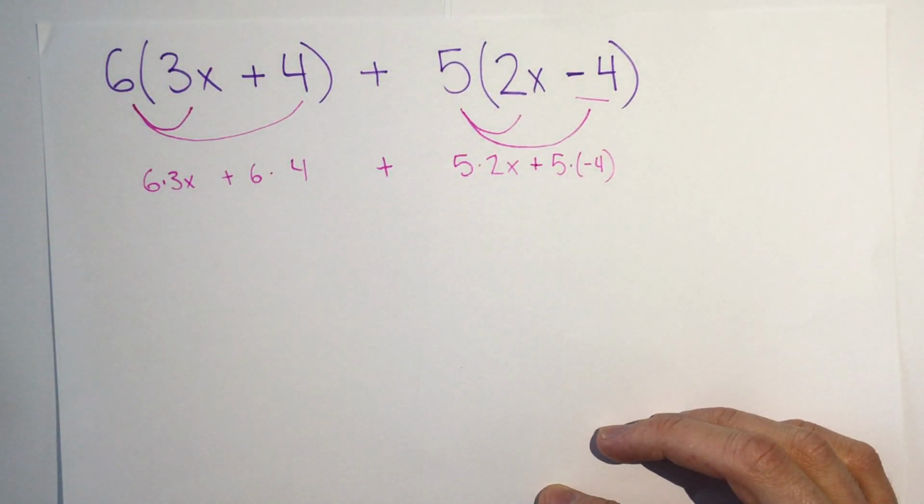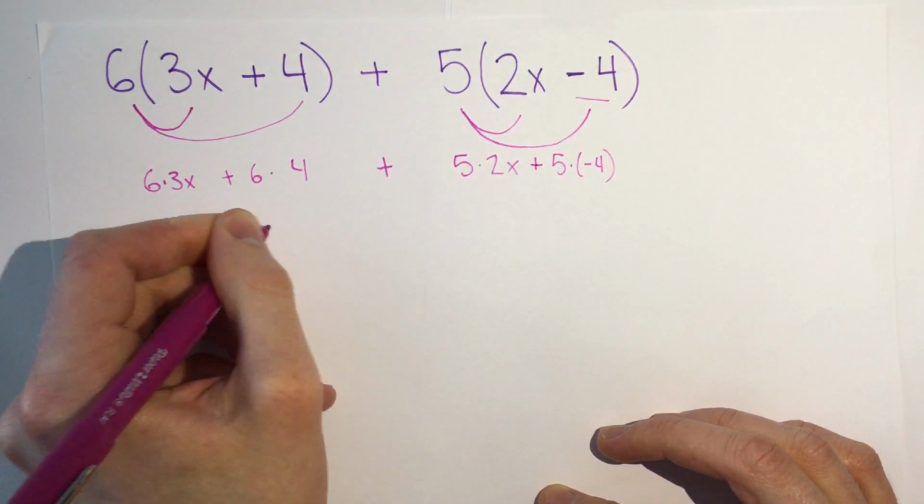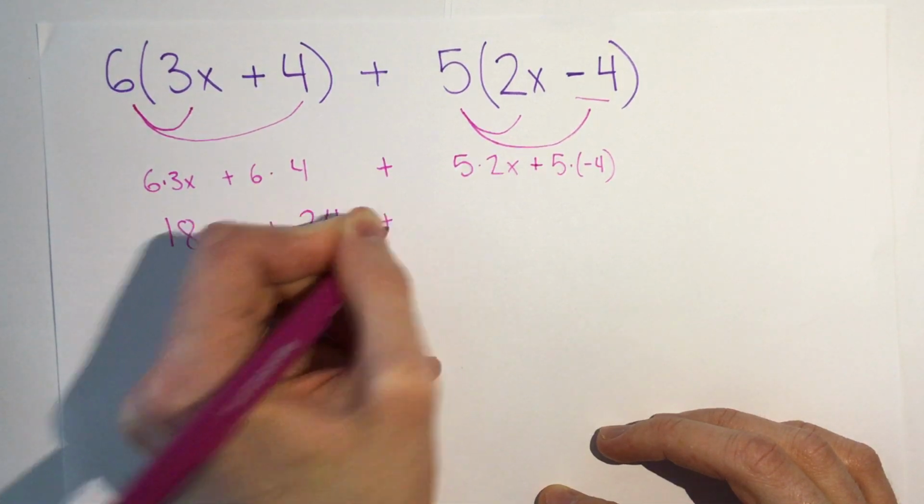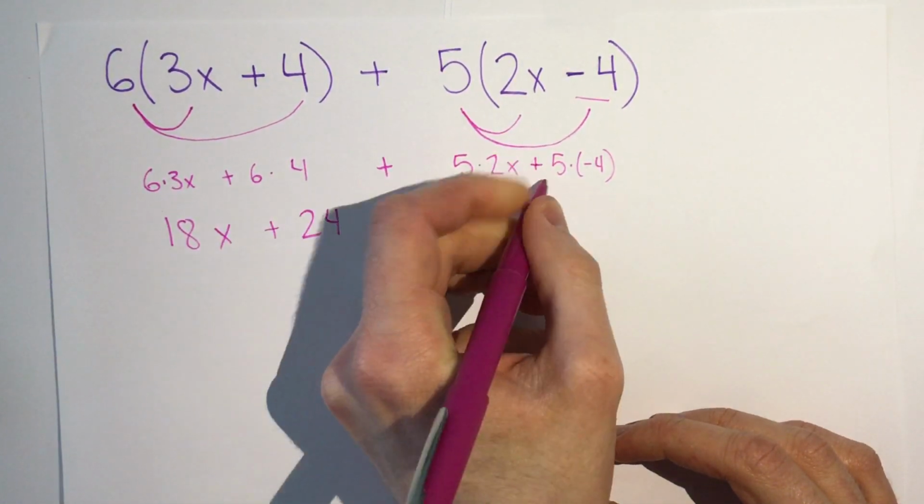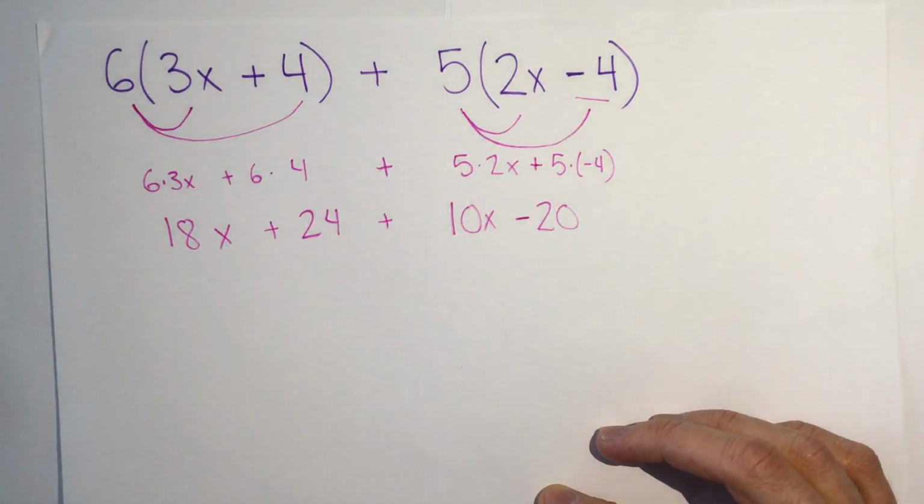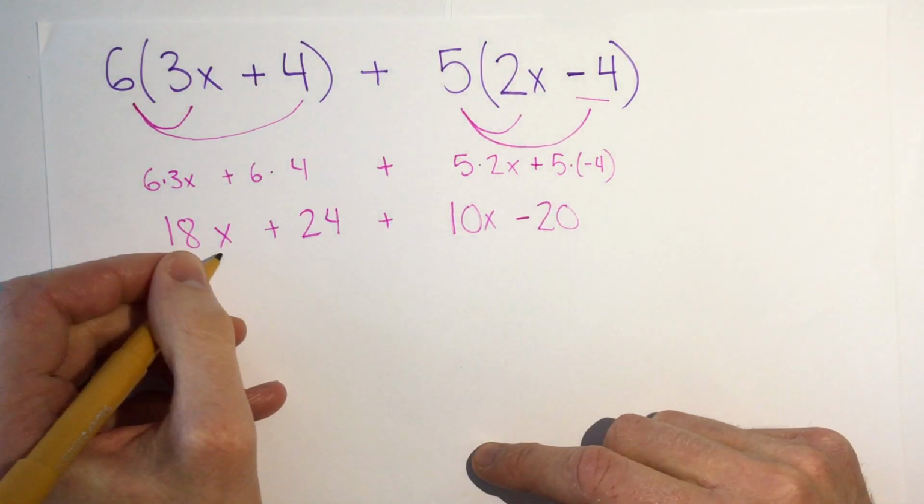If we do all this multiplication, we get 18x plus 6 times 4 is 24, plus 5 times 2, 10x, and 5 times negative 4, we get minus 20. Now, we've done all the distributive properties, we have no more parentheses, but we do have like terms that we want to combine.